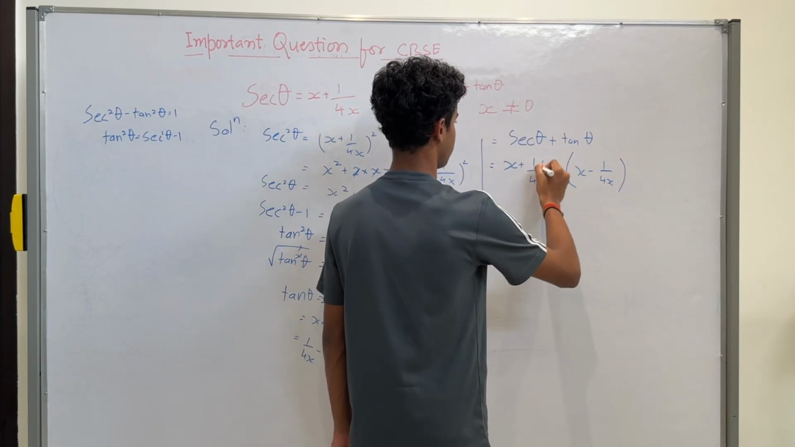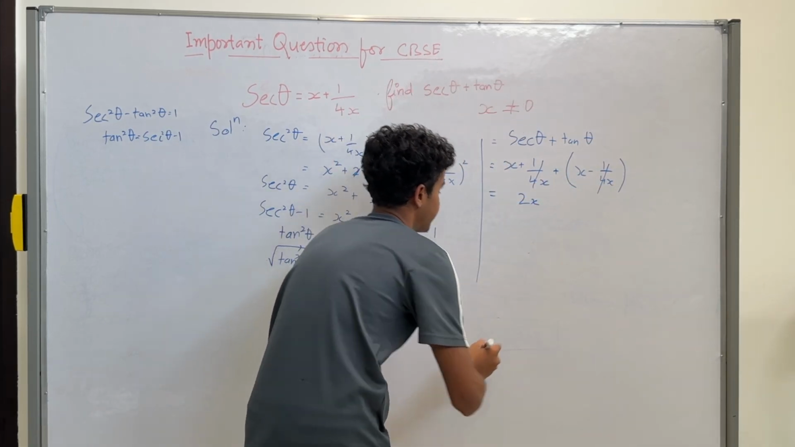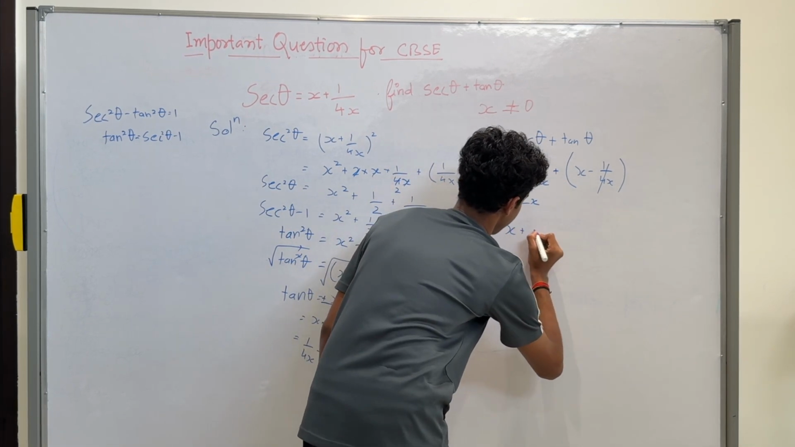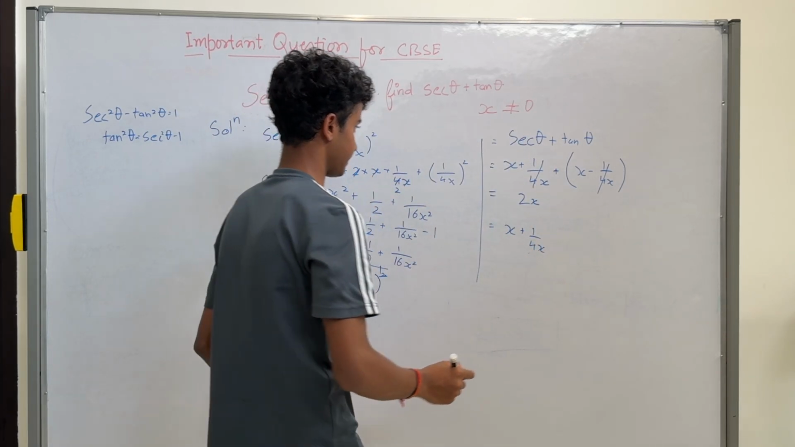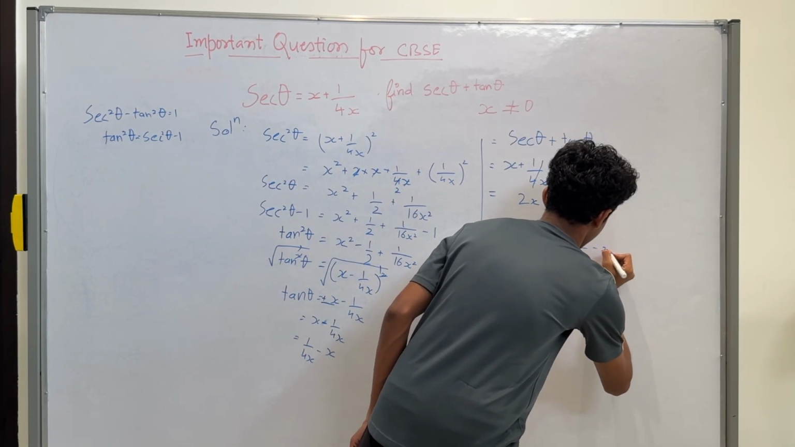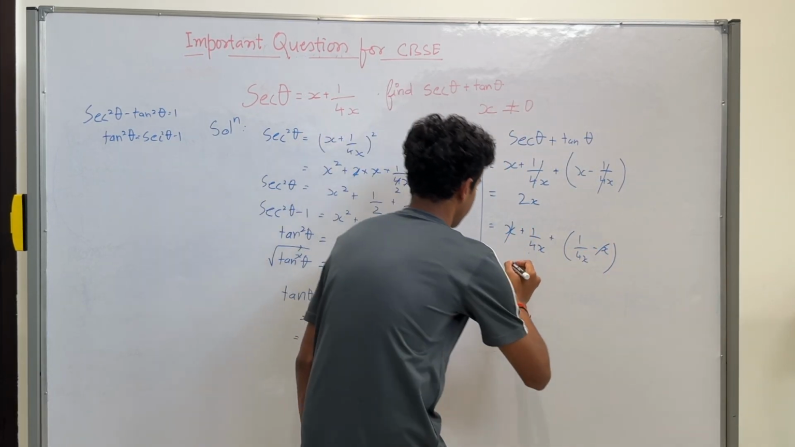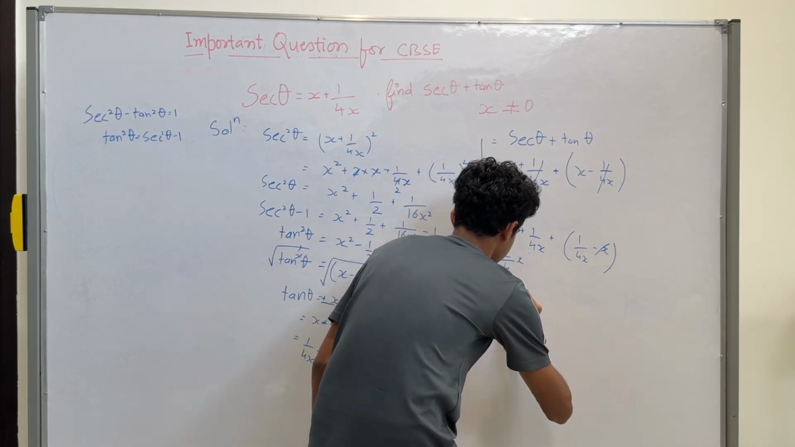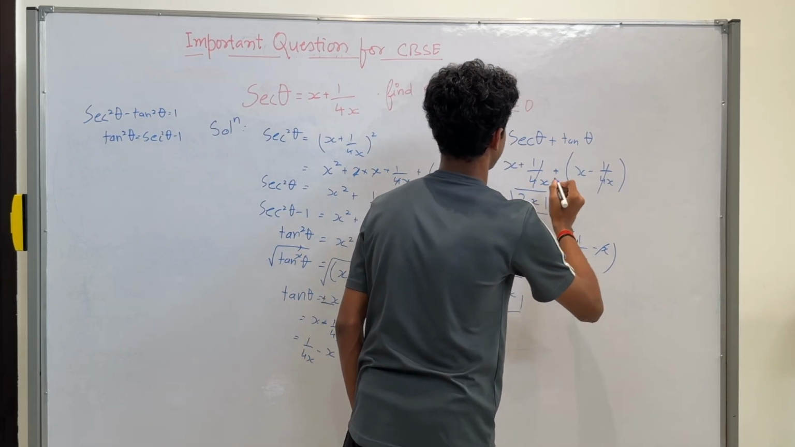So the 1 by 4x and 1 by 4x cancel. We'll get 2x. And now for the second answer, again the original value of sec theta, x plus 1 by 4x. Now the value is 1 by 4x minus x. In this case, the x's get cancelled, and then we get 2 by 4x or 1 by 2x. These are our answers, 2x and 1 by 2x.